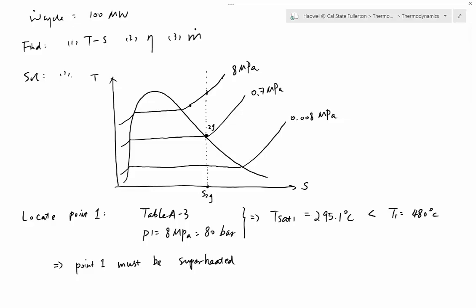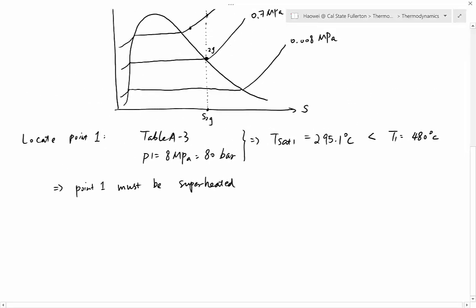If S1 is less than S2G, then you must put number 1 to the left of this reference line. If S1 is equal to S2G, then you must put point 1 right on this reference line. And if S1 is greater than S2G, you must put number 1 to the right of this reference line. Okay, so next is to look for S1 and S2G.